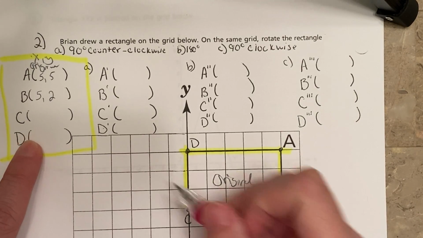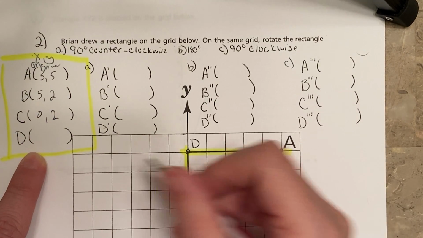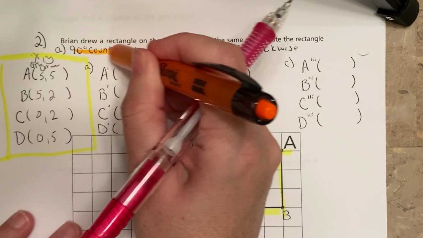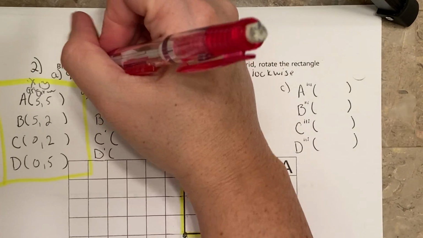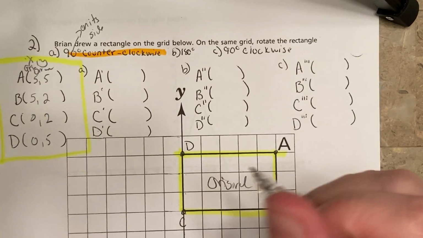C is 0, 2, not 2, 0. 0, 1, 2, 3, 4. And 0, 5 is D. Okay, so your first rule is 90 counter. Remember, 90 means we're going to turn the paper on its side.